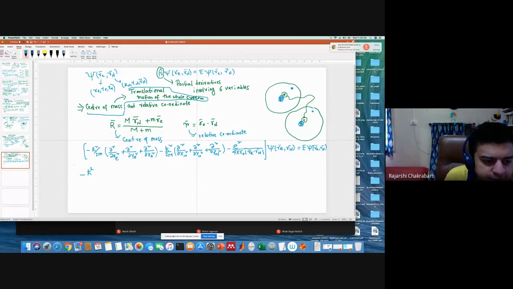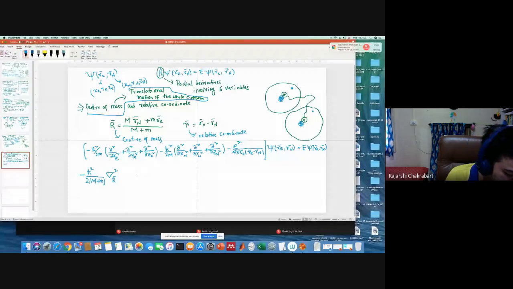So in case of center of mass, your mass should be the total mass of the system, mass of the nucleus plus mass of the electron, because the system is composed of the nucleus and the electron. Okay, and then I'll have a grad square. Now I'll not use grad square R, grad square N. I'll use the center of mass. Okay, this is fine.